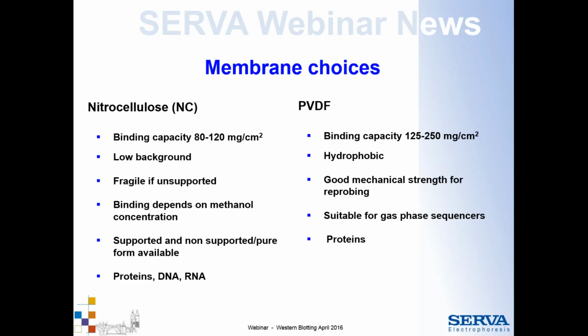Another point is the hydrophobicity of the PVDF membrane. So it has to be activated before use, and during the processing, it is important that the PVDF membrane is always covered with the incubation buffer. Once it becomes dry, so it swims on the surface of the buffer, this will cause higher background in the subsequent detection steps.